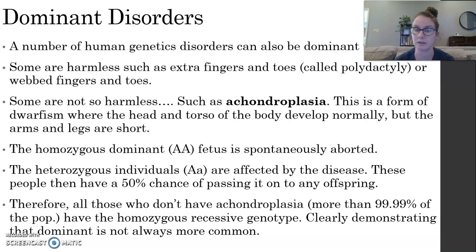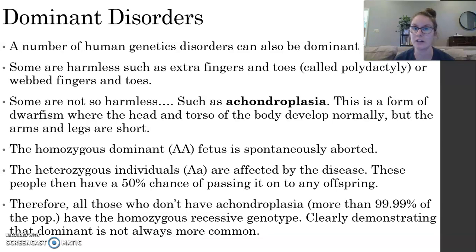Some are not harmless. One example is achondroplasia, which is a type of dwarfism where the torso and the head of the body, where our short bones are, surprise, you have short bones and long bones, develop normally, but their long bones, like their arms and their legs, are dwarf. They don't grow as much, they're short. If a fetus is conceived as a homozygous dominant, that is considered a lethal combination of genes, that is lethal alleles. If they are homozygous dominant for achondroplasia, that baby is spontaneously aborted or miscarried. A spontaneous abortion is the medical term for a miscarriage.